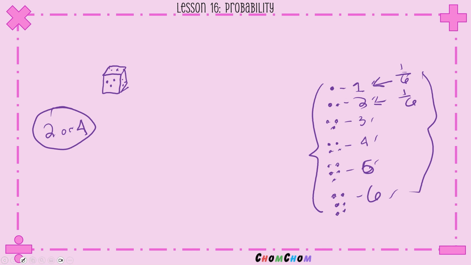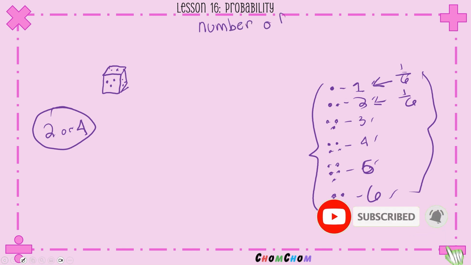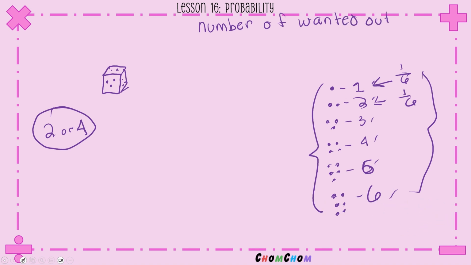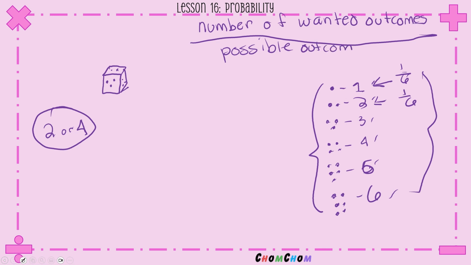So: number of wanted outcomes over possible outcomes. Say we just want 2 of these, we want to roll just 2 of these numbers. So we have 2 wanted outcomes over 6, which gives us 1 over 3.